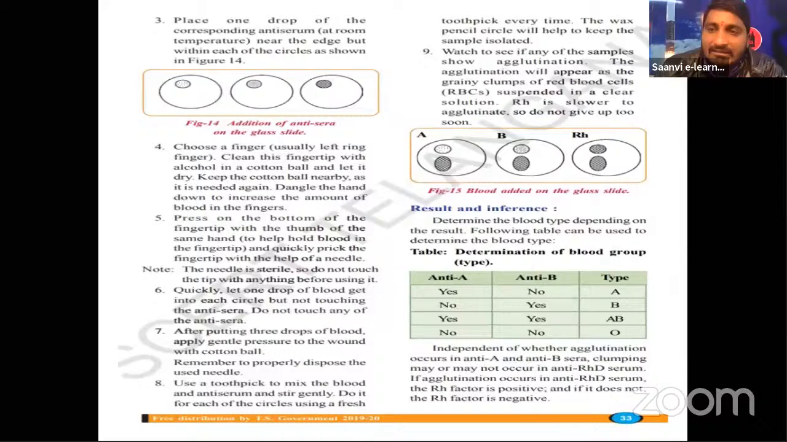Rhesus factor is an inherited protein found on the surface of red blood cells. In RH positive blood, agglutination occurs with anti-RHD, and in RH negative blood, agglutination does not occur with anti-RHD. Okay, fine.